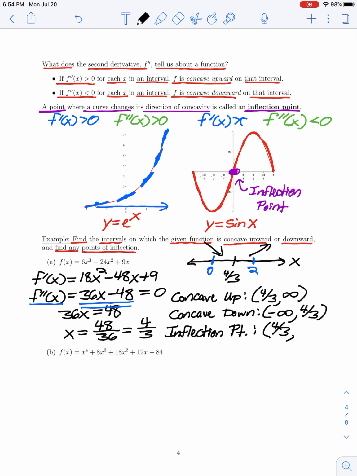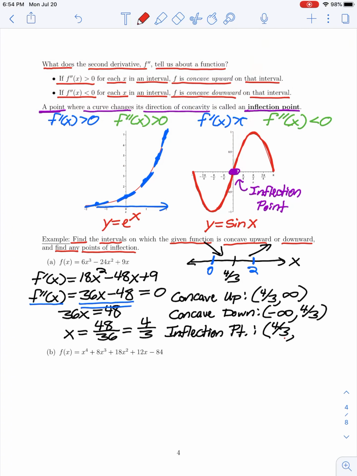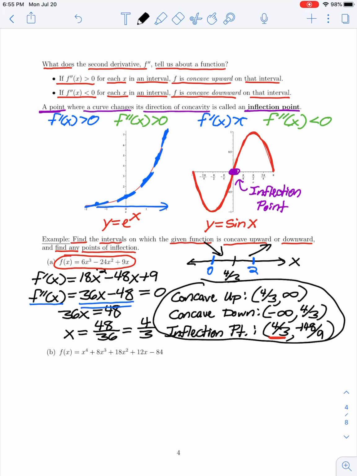To get the y value corresponding to this x value, we would take our value for x, which was 4/3, and substitute into the original function. So plugging in 4/3 for x in this function, you see that we have a negative 148 over 9 for that y-coordinate. It's a little bit difficult to simplify by hand, but you can make use of a calculator to find that y value as well. So we have the following results for that function.